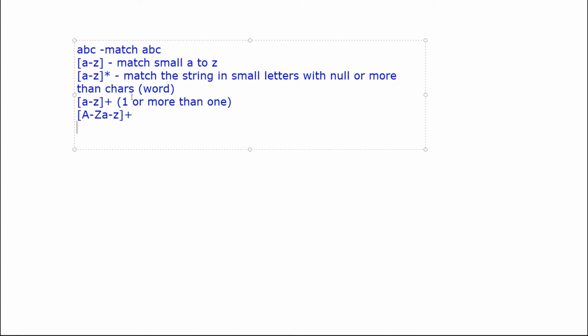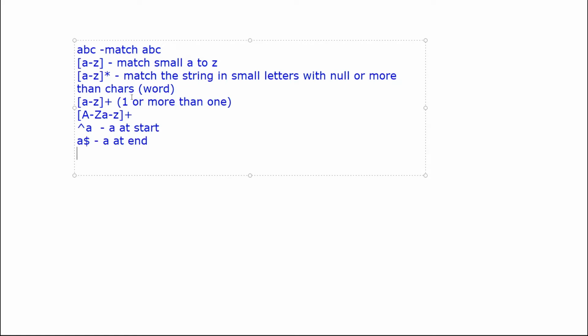Fine. Now if you are writing the caret sign, or you can say the cap sign, and a character, what is the meaning of that? The string should start with A. A should come at the start, right? Suppose you have written A and dollar. What is the meaning of that? A at the end. A should come at the end. This is the meaning of the dollar, right? And star and plus, we know that star means null or more than 0 characters, and plus means 1 or more than 1 characters.